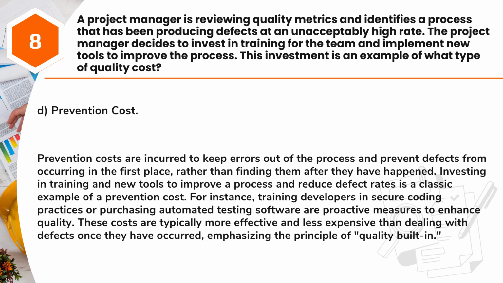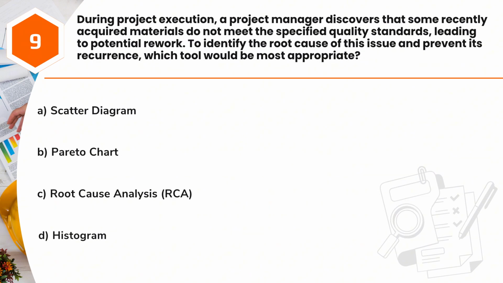Answer: D. Prevention cost. Prevention costs are incurred to keep errors out of the process and prevent defects from occurring in the first place, rather than finding them after they have happened. Investing in training and new tools to improve a process and reduce defect rates is a classic example of a prevention cost. For instance, training developers in secure coding practices or purchasing automated testing software are proactive measures to enhance quality. These costs are typically more effective and less expensive than dealing with defects once they have occurred, emphasizing the principle of quality built-in.